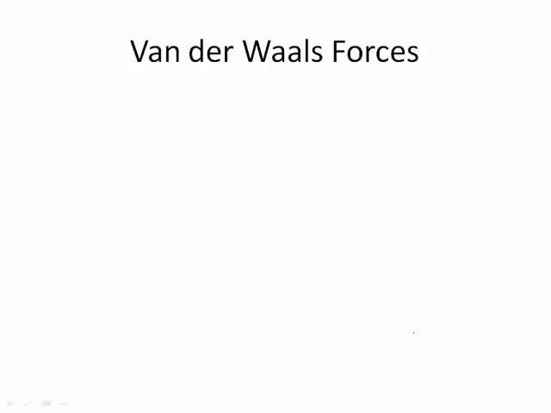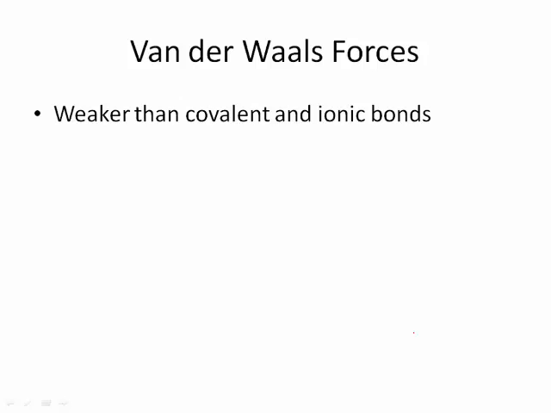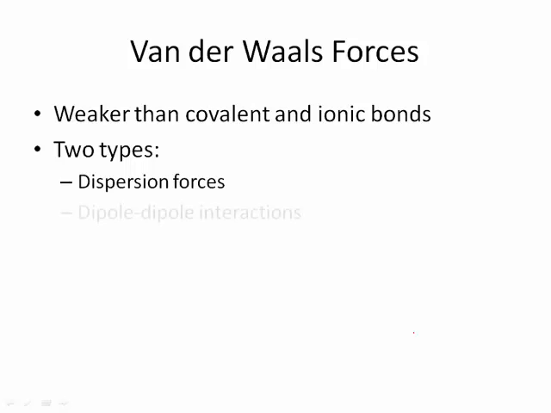So let's look at van der Waals forces first. Van der Waals forces are weaker than covalent and ionic bonds, so they're a lot weaker. There are two types of van der Waals forces. We have dispersion forces, which we're going to talk about in detail, and then we have dipole-dipole interactions.